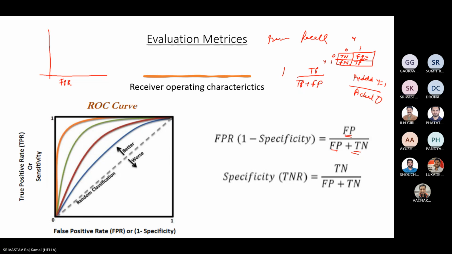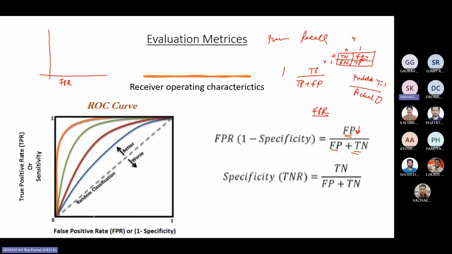Eventually, what do we want with this term? With this term, I want these cases to be reduced. If these are false positives, I want to reduce this number. So overall, I want to reduce my false positive rate. Simple, go with the name, false positive rate. We want a lesser false positive rate, right?